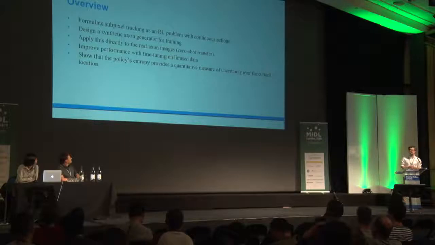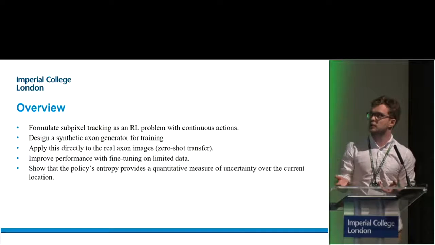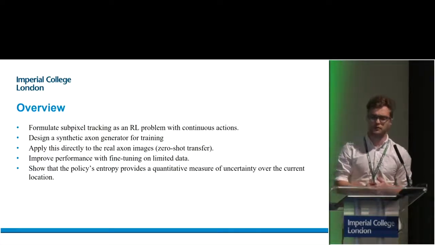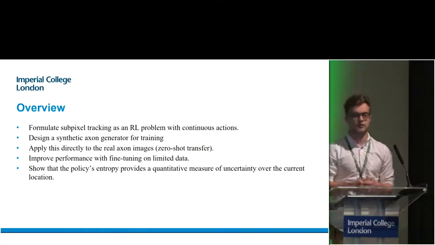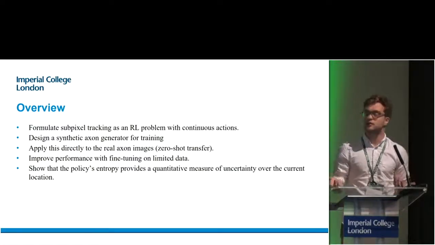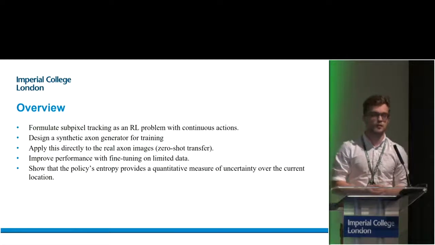So we take an axon image, and we turn this into an RL system with states, actions, and rewards. And then we place an artificial agent in the environment and teach it to track the axon successfully. So for our training data, we've designed a synthetic axon generator. So what this does is it gives us 32,000 realistic axon images, which we then train the RL algorithm on.